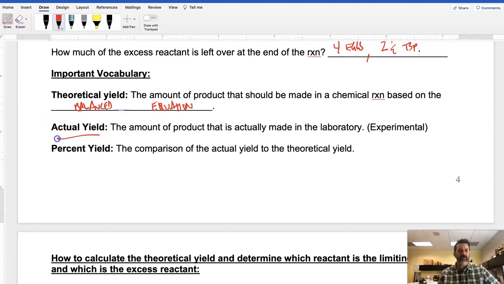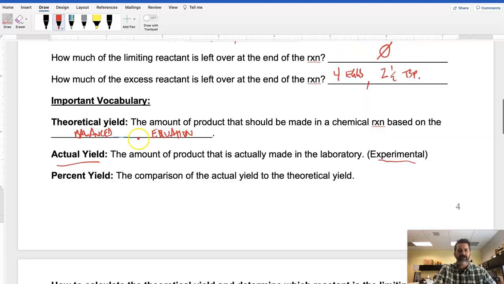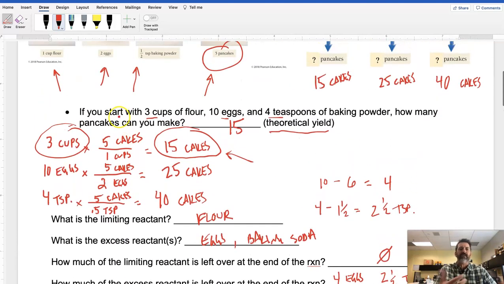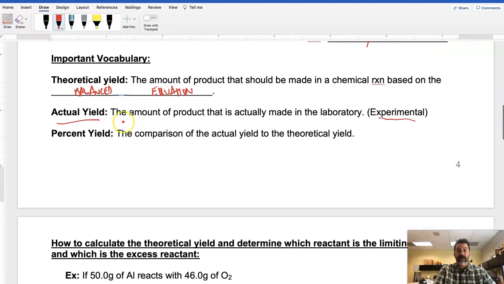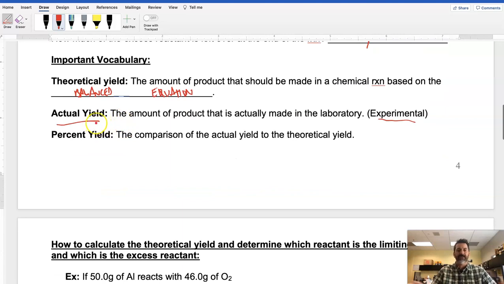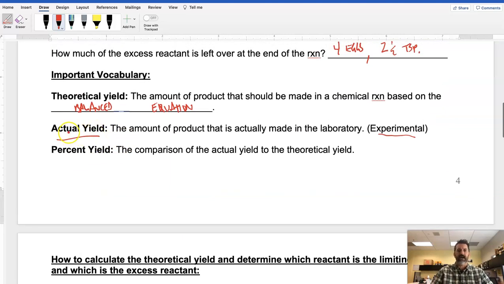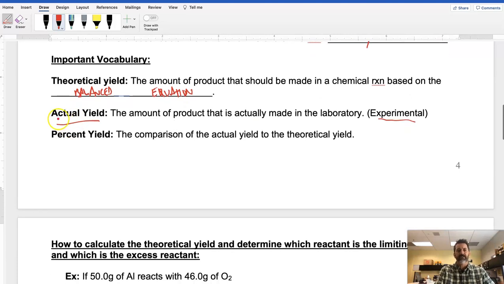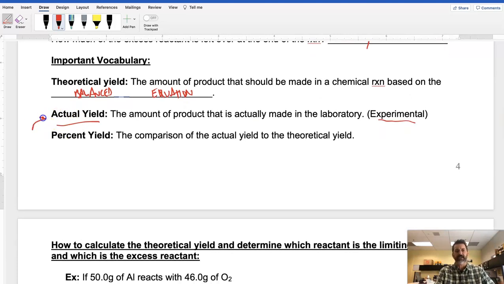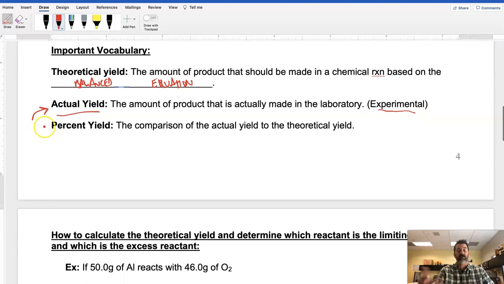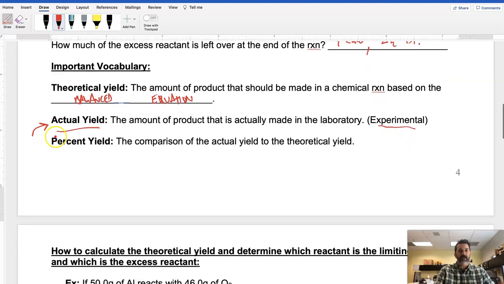The actual yield, sometimes called the experimental yield, is how much did I actually make? I need to take these ingredients, make these pancakes, and see how many pancakes I actually made. We need to do the same thing in a lab and figure out how much of this stuff I actually produced. This actual number always has to be given in the problem unless we're going to go into the lab and do it.